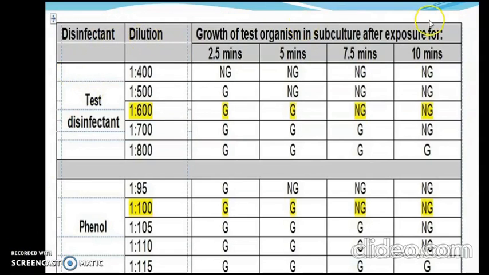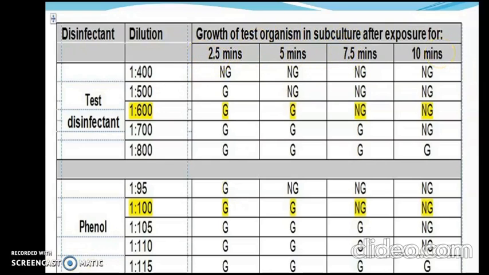In this table you can see the dilution of test disinfectant, the dilution of the phenols, and NG represents no growth and G represents growth. So you can see in various dilutions the growth of test organisms in subculture after exposure at various time periods, starting from 2.5 minutes and ending at 10 minutes.